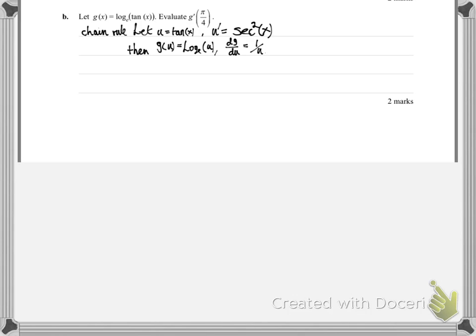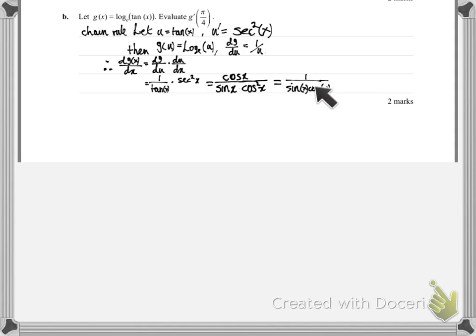Now the outside function will be a function of u, so we've got a log of u, and we differentiate that and we get 1 on u. So that ends up being, when we put it together, there's your chain rule, the multiplication of the 2 derivatives. It's 1 on tan, where u is your tan function, times sec squared. Now expand that out into sine and cos factors, and we get this, and you've got a common factor of cos cancelling out, and there's your derivative.